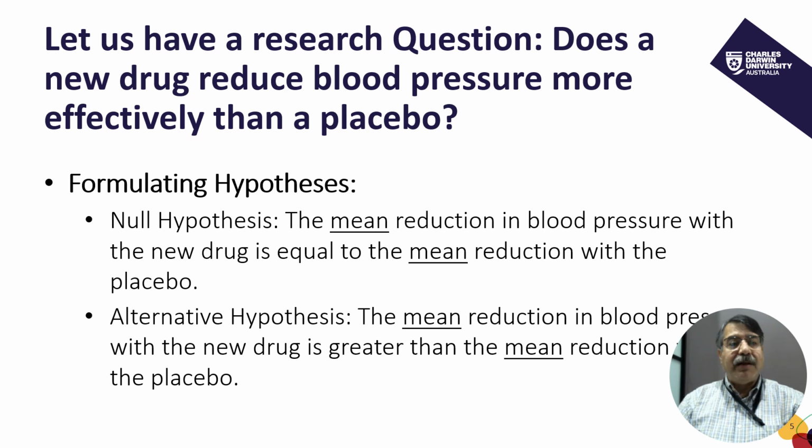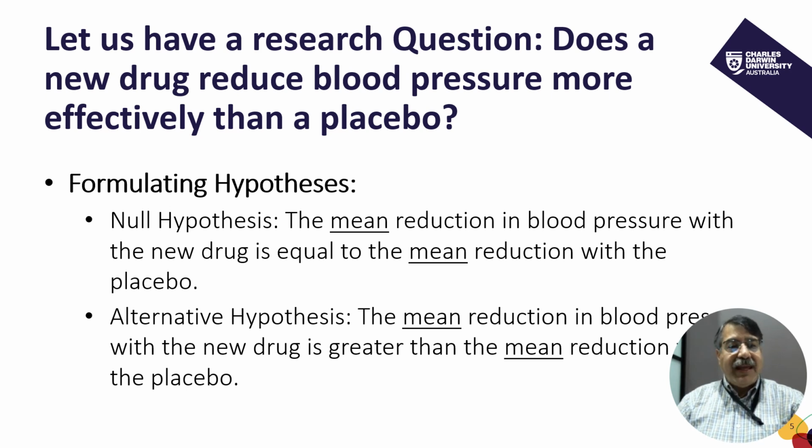A simple research question we will be posing in the following slides: does a new drug reduce blood pressure more effectively than a placebo? When we say reducing blood pressure, we would take a summary measure of blood pressure in the two groups: those who were administered the new drug or those who were administered placebo. And we would measure mean blood pressure in each of the groups.